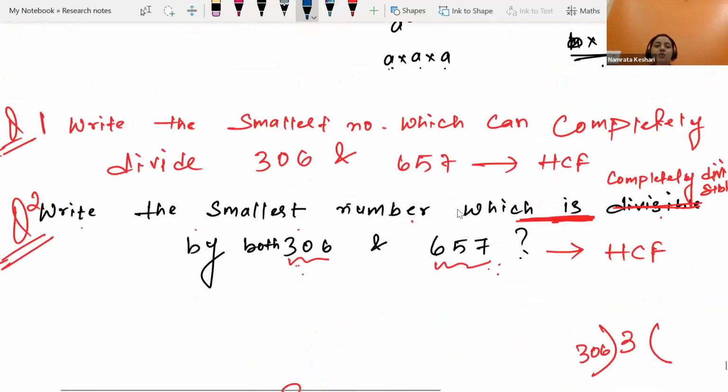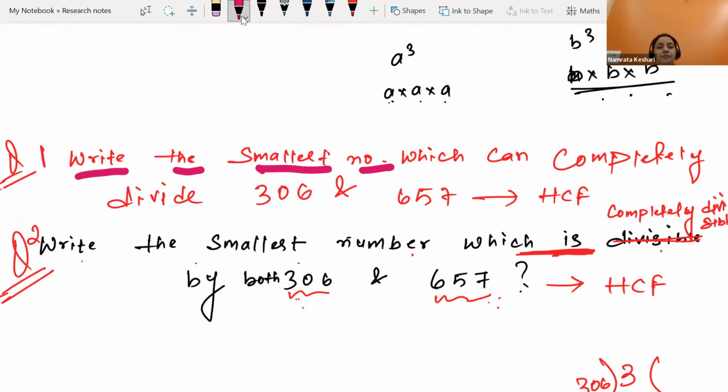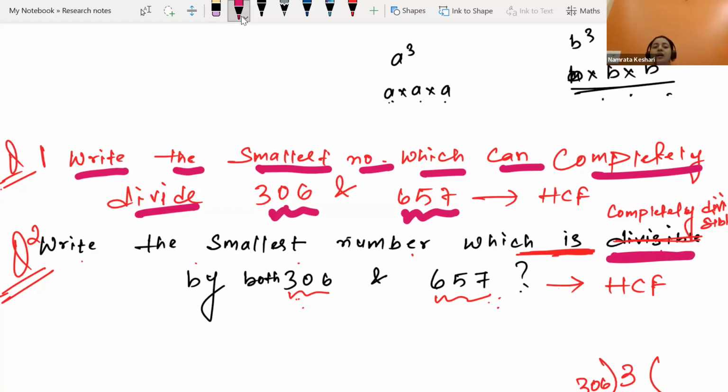Now why are we going to find the HCF for the first question? Let's read it very, very carefully. It says write the smallest number which can completely divide. The number can divide completely 306 and 657 as well. The number is dividing 306 and 657 also. And here the number itself is divisible. Are you getting the difference between both the questions?